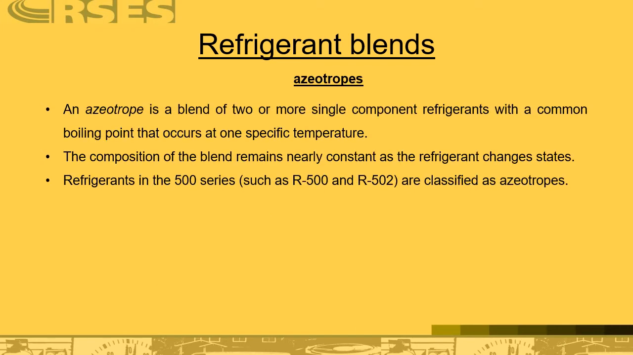Azeotropes are a blend of two or more single component refrigerants with a common boiling point that occurs at one specific temperature. Composition of a blend remains near constant as the refrigerant changes state. Refrigerants in the 500 series such as R500 and R502 are classified as azeotropes. And by the way, those two refrigerants, R500 and R502, are in the CFC class, which went out of production January 1st, 1996. You will not find them around.